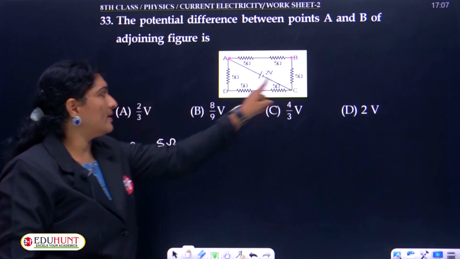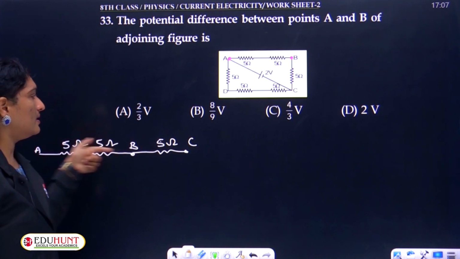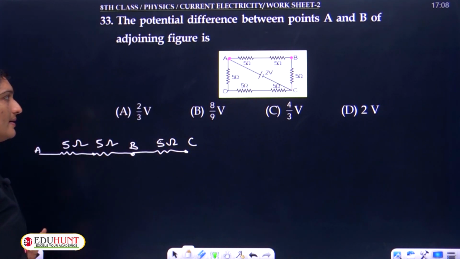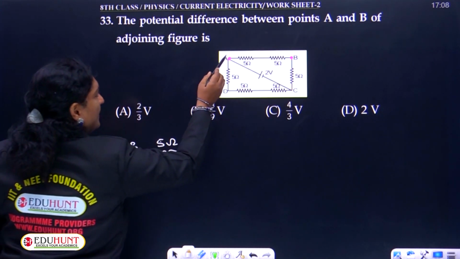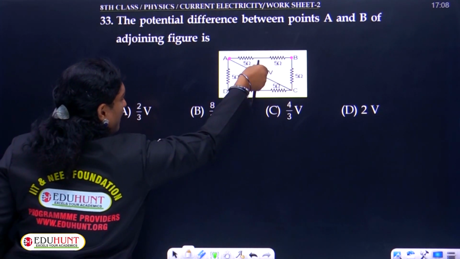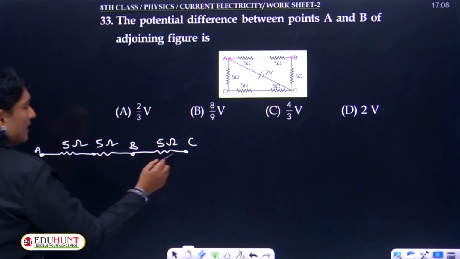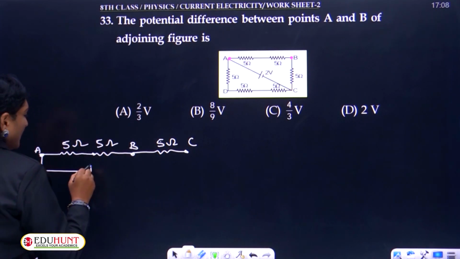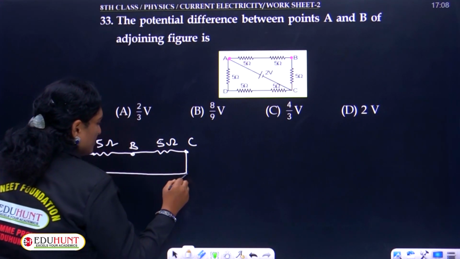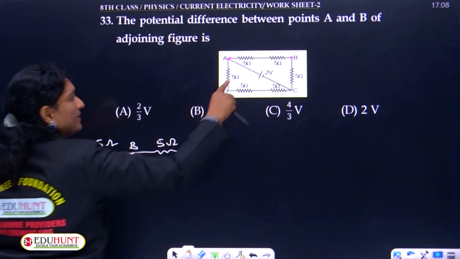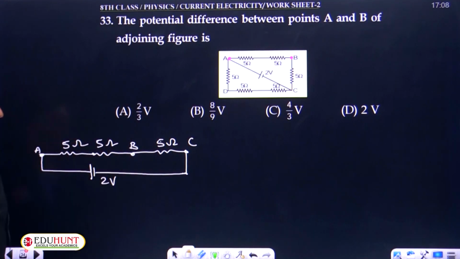So, instead of drawing like this, I drew it in a straight way because all the 3 are connected in series. And between the terminals A and C, a 2 volts potential difference is applied. Where is A? Here is your A and here is your C. So, between A and C, we observed that a potential difference of 2 volts is applied. So, this part of the circuit is drawn.